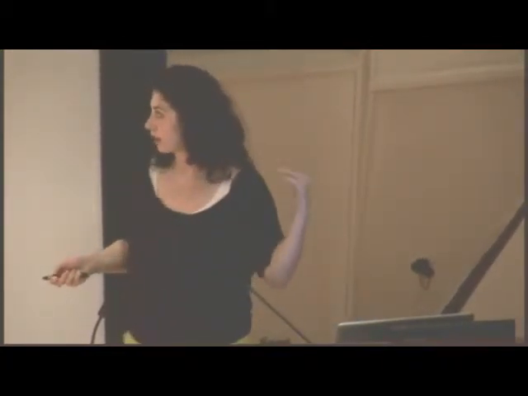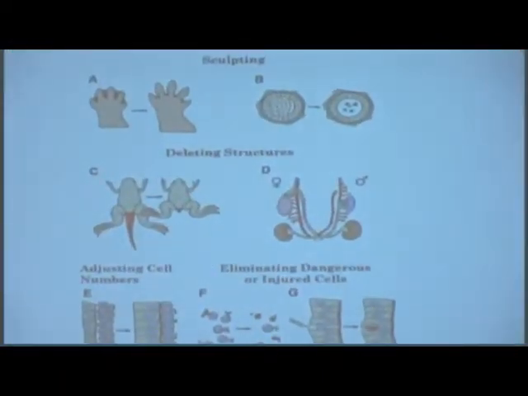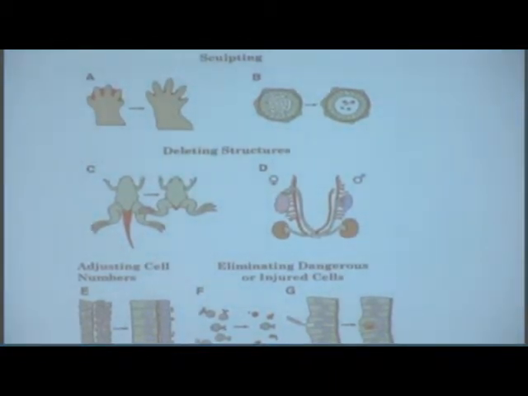Cell death is also used for deleting whole structures. So, for example, vestigial structures that still are created as the organism develops, but are no longer needed. So, the classic example would be a tadpole. The tadpole starts off with a tail and swims, and then as it develops to become a frog, cell death actually deletes the entire tail of the tadpole.